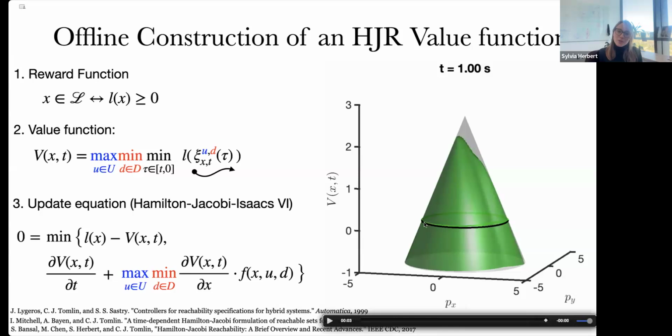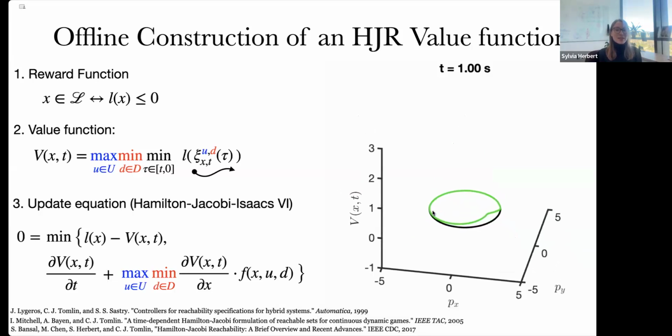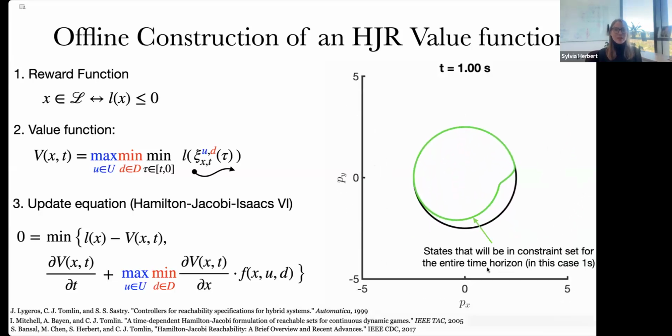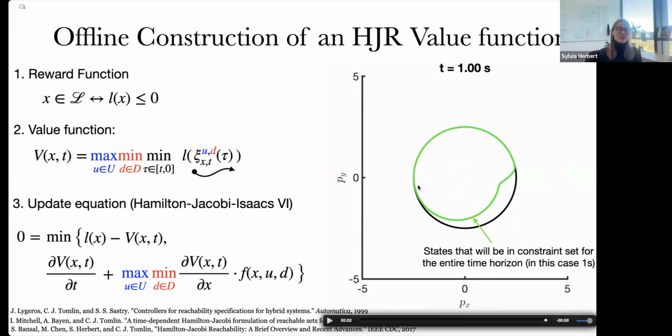And now everything that is positive here in green, these are states from which you will always have a positive reward over your time horizon. Therefore, if I now slice this at 0, these are the states that will be in the constraint set for the entire time horizon under your optimal control and under worst case disturbance. In this case, this is for 1 second.